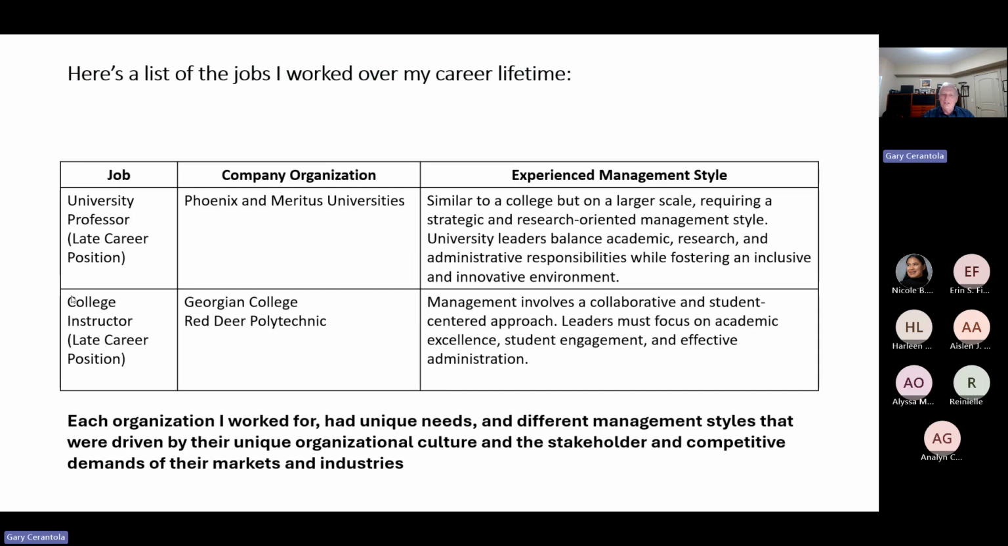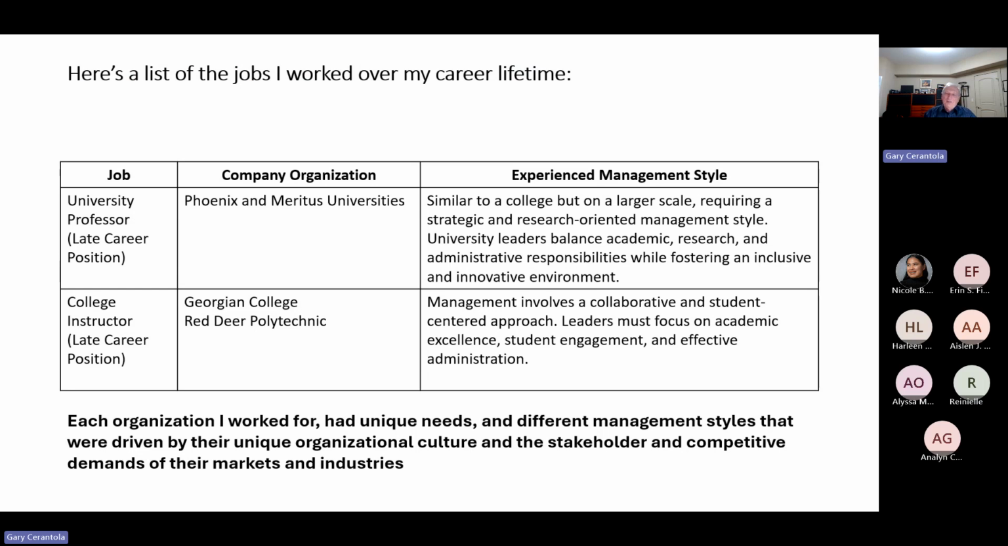And then switching over to teaching, I taught online for Phoenix and Meredith universities, and then Georgian College, and then I landed up here at Red Deer Polytechnic. But here in the college atmosphere, it's a collaborative and student-centered approach. So each organization I worked for had unique needs. Different management styles were required, driven by the unique organizational culture and the stakeholder and competitive demands of markets and industries. So that's really what we're trying to show: in part two, it follows that evolution of management principles.